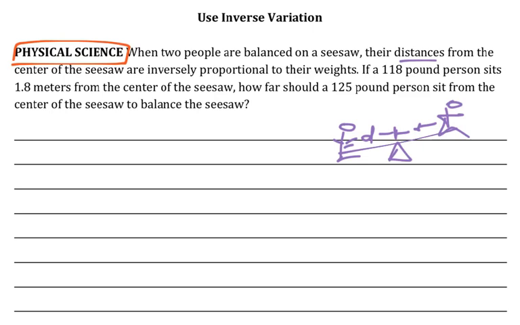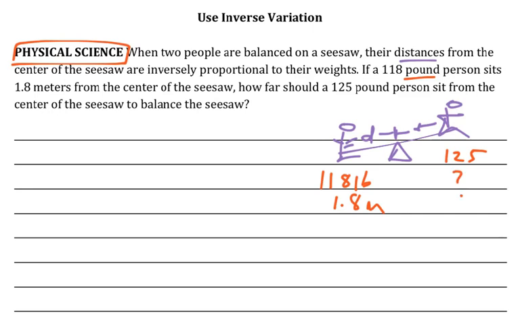So if a 118-pound person sits 1.8 meters from the center of the seesaw, how far should a 125-pound person sit? But what I want to point out is that we can map this out and have 118 pounds for this person, who is at 1.8 meters away, and then we have the 125-pound person, who is maybe x or whatever mystery value distance away.